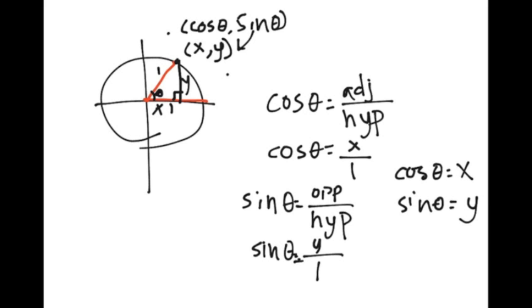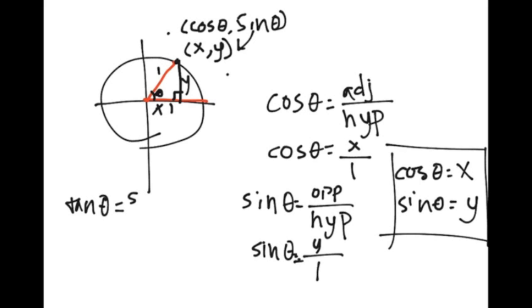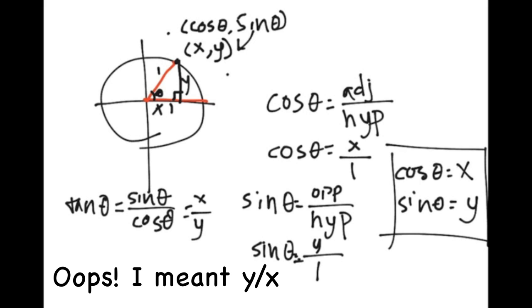So from this, we can analyze tangent of theta. Tangent of theta equals sine theta over cosine theta. And since we just proved that cosine theta is x and sine theta is y, we know that this is equal to y over x. You know, rise over run is equal to the slope. So tangent of theta is equal to the slope of the terminal line.